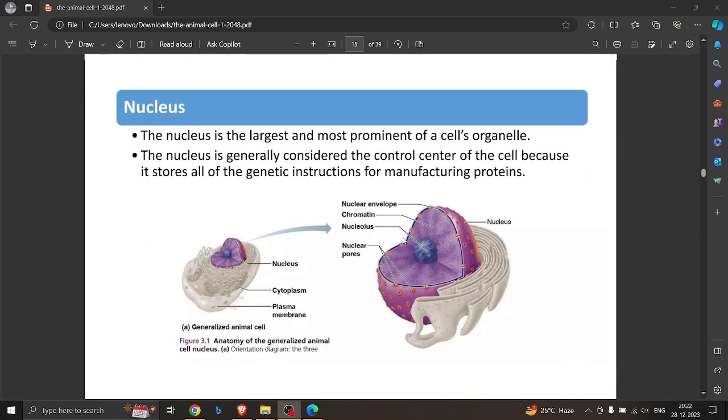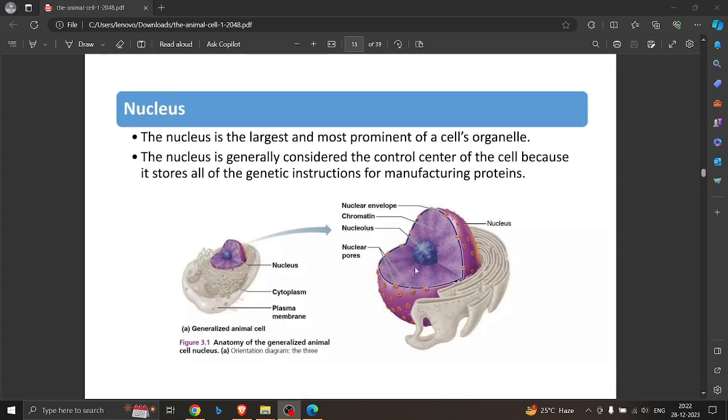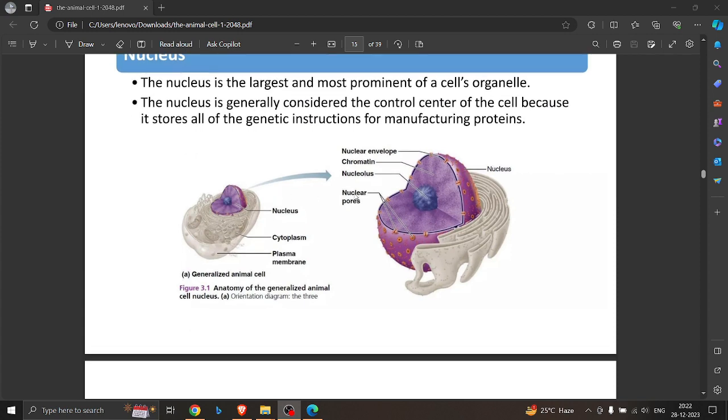Now coming to the nucleus, you can see the diagram of the nucleus. The nucleus is the largest and most prominent of the cell organelles. The nucleus is generally considered the control center of the cell because it stores all the genetic instructions for manufacturing proteins. This is a diagram.